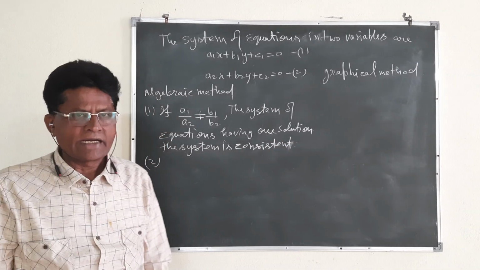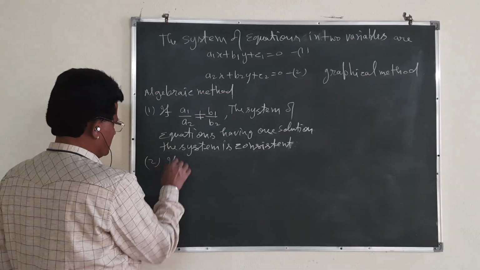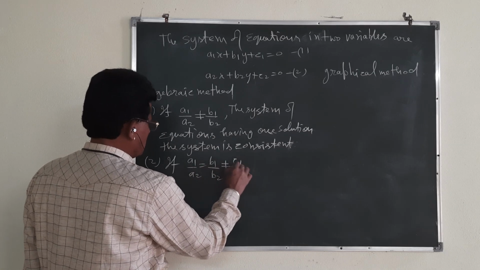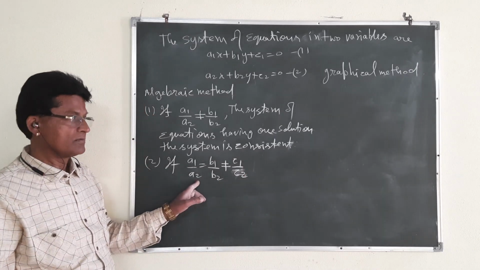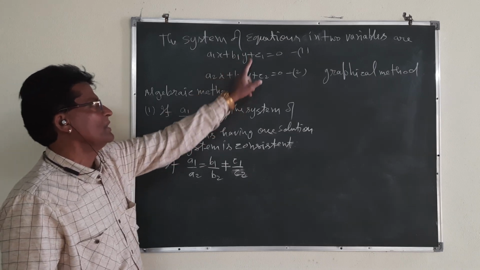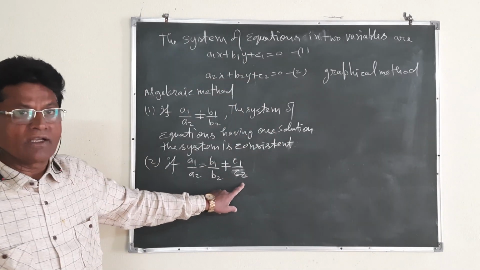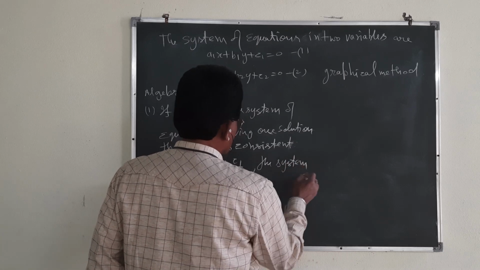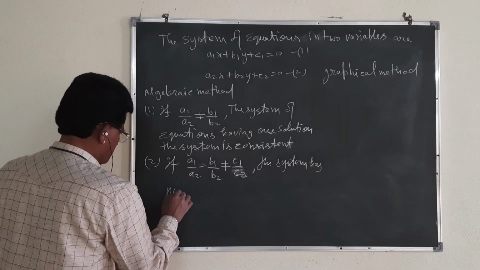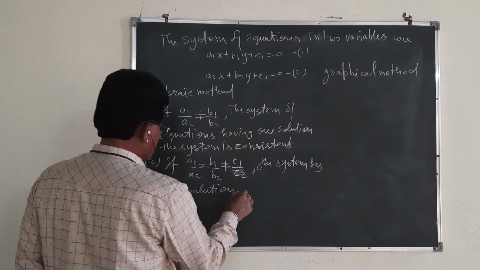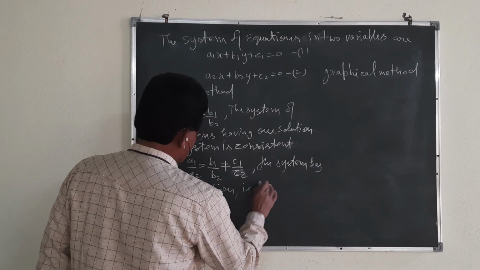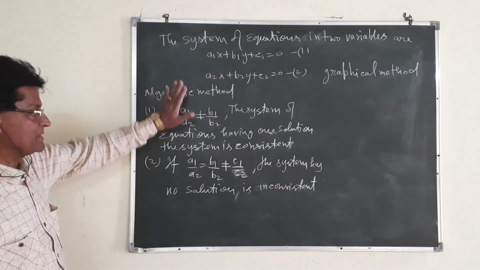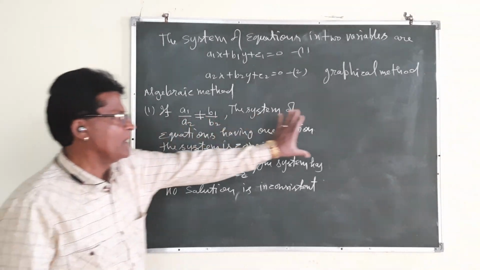Similarly, the second condition. Take the second condition: if A1 upon A2 is equal to B1 upon B2, which does not equal C1 upon C2. I told you already where A1, A2, B1, B2 and C1, C2 come from. If this condition holds, then the system has no solution and is inconsistent. Same thing, I will explain with the help of the graph also. I will draw a graph for each and every condition.